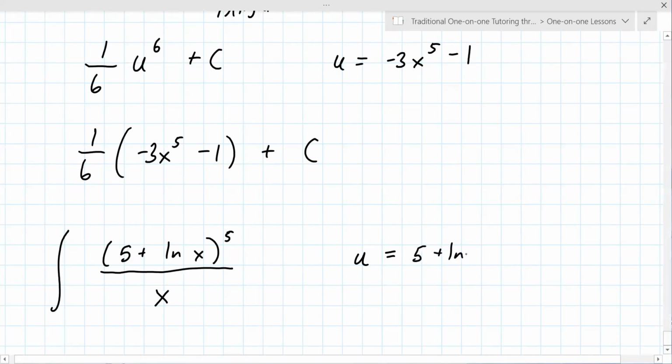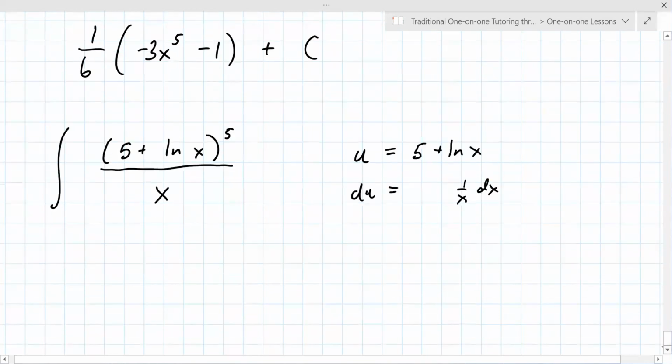Yes. And then your du is the derivative. The derivative of 5 is 0, plus 1 over x dx. So you don't even want to write the 0. You just want 1 over x dx. So dx is x du this time when you solve for dx.